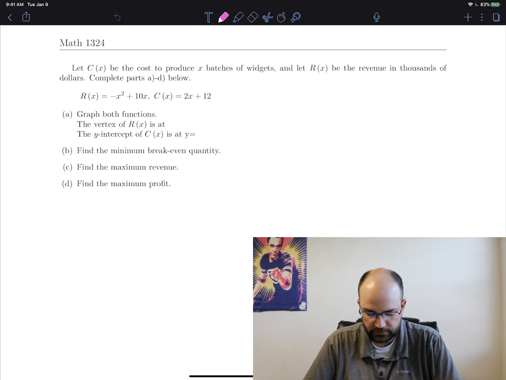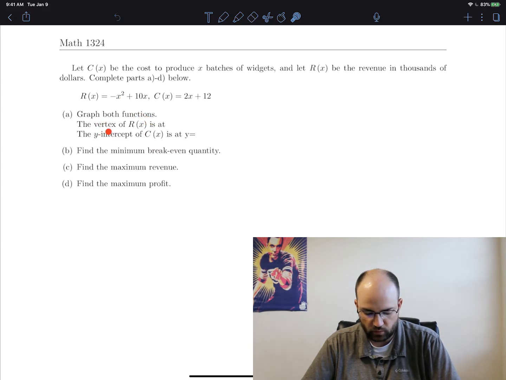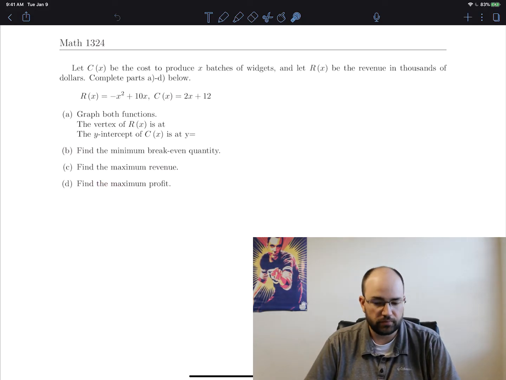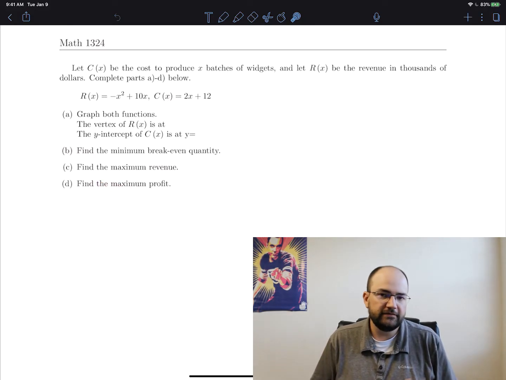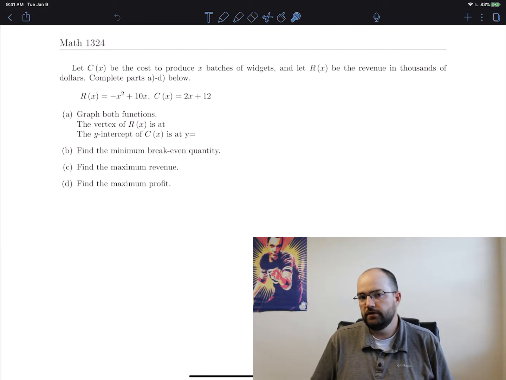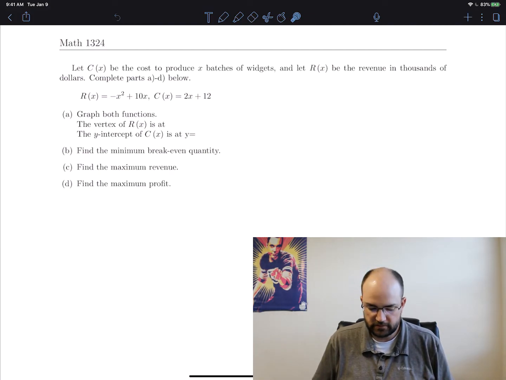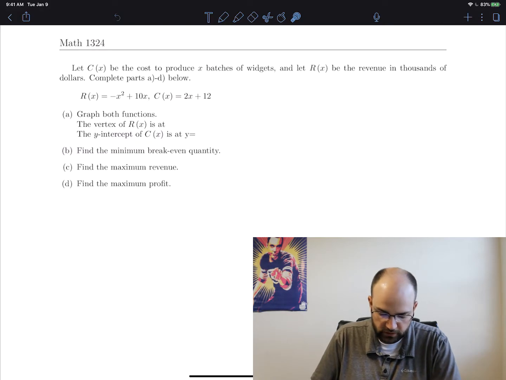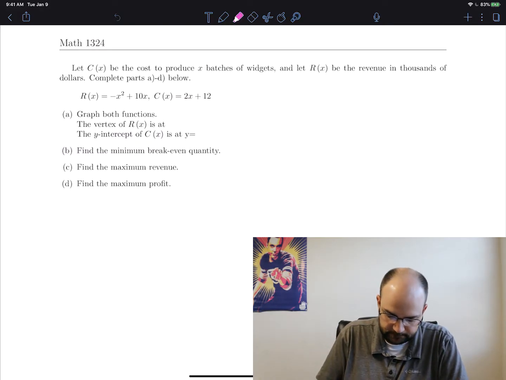Okay, so R of x here is defined as negative x squared plus 10x. C of x is 2x plus 12. We want to graph both functions. The vertex of R of x is at blah, and the y-intercept of C of x is at blah. B says find the minimum break-even quantity, C says find the maximum revenue, and D says find the maximum profit. And this is bringing in information from Chapter 1 that you may have forgotten. Okay, so first of all, we're going to treat each of these separately.